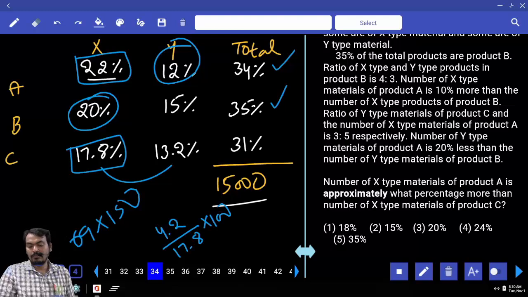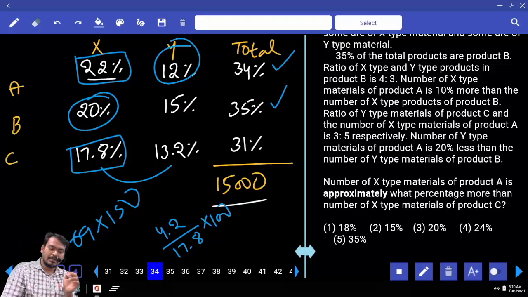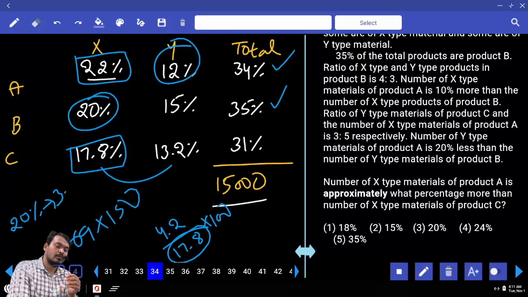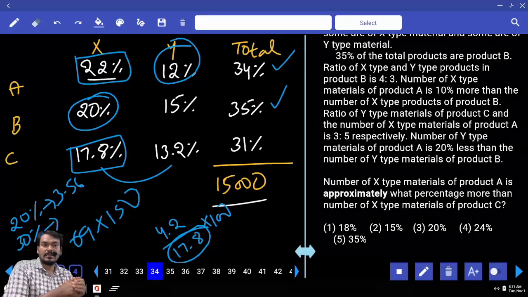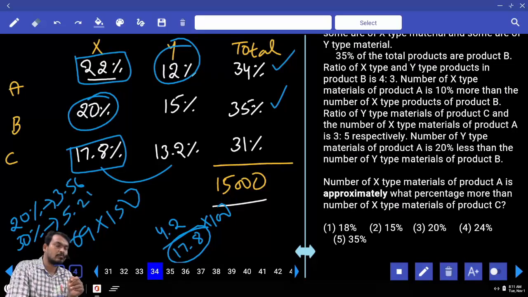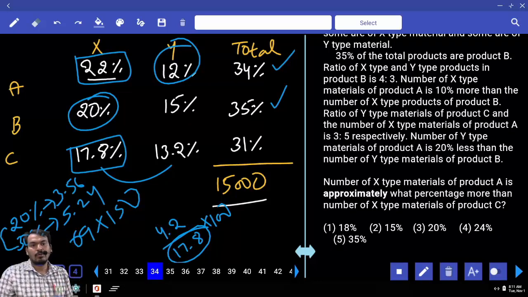Do we require approximate percent or exact percent? Approximate. What is the 10% of 17.8? 1.78. 20%? 3.56. What is the 30% value? 1.78 into 3 times, nothing but 5.24. Then the answer is in between 20 and 30. How many options? Only one.